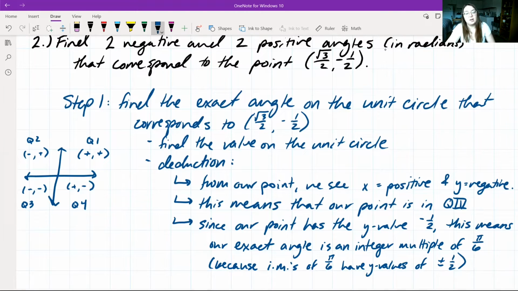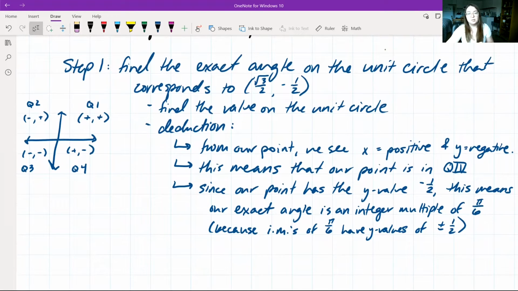Integer multiples of pi over 3 are going to have x values of positive or negative 1/2. So we see that difference there. With pi over 4, we see that both values are going to end up being square root of 2 over 2, either positive or negative. But that's how we can determine that our value is going to be an integer multiple of pi over 6. And if we know it's an integer multiple of pi over 6 and it's in quadrant 4, the only angle measurement that is an integer multiple of pi over 6 that's found in quadrant 4 is going to end up being 11 pi over 6.